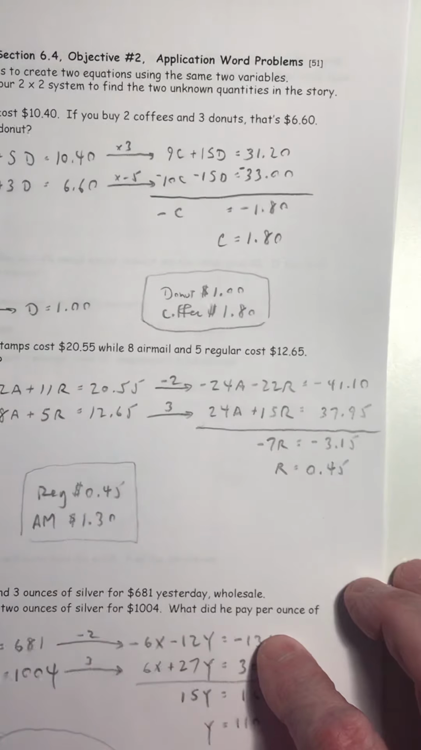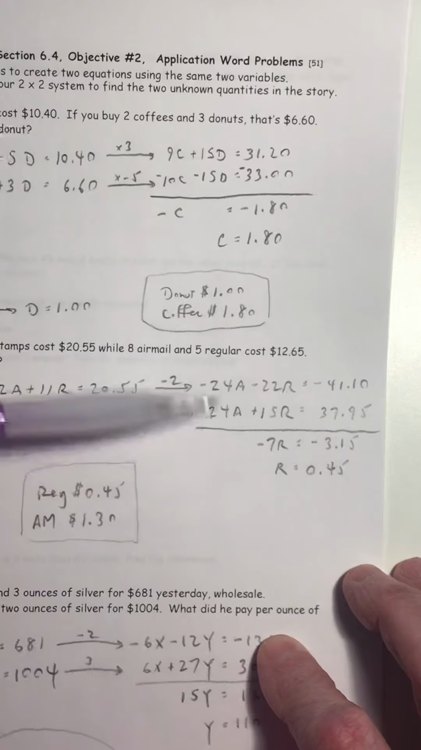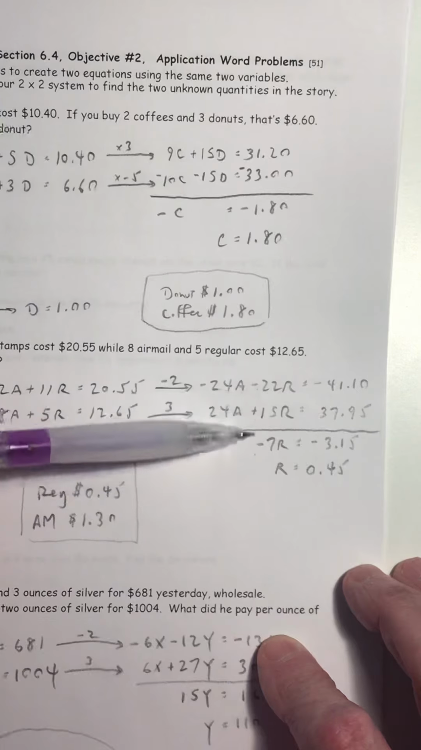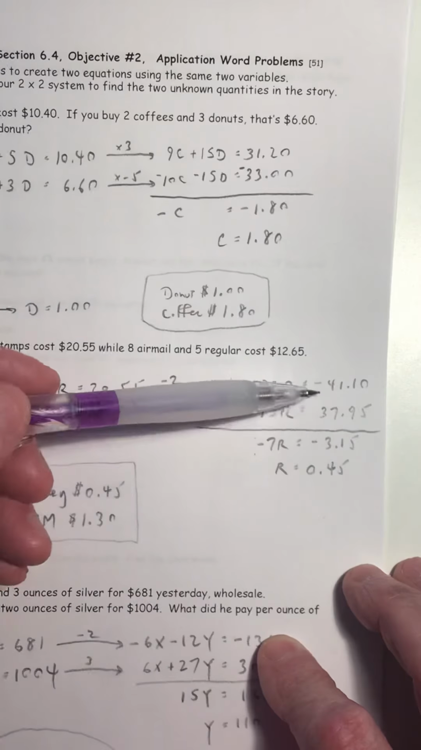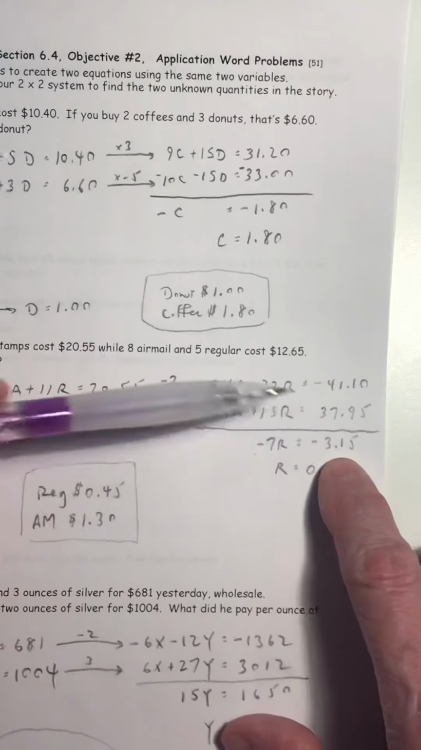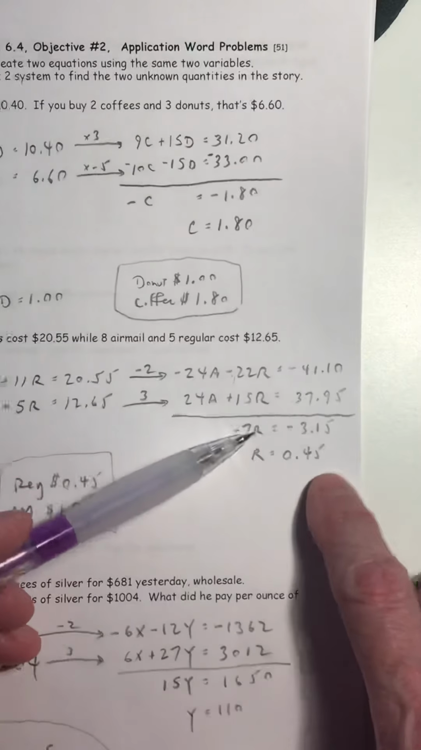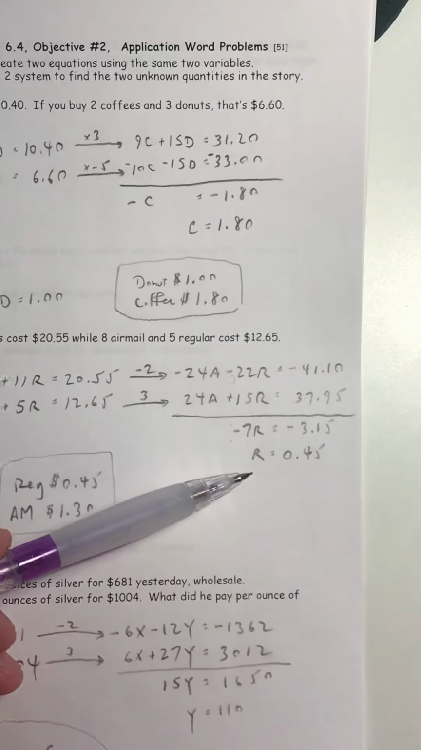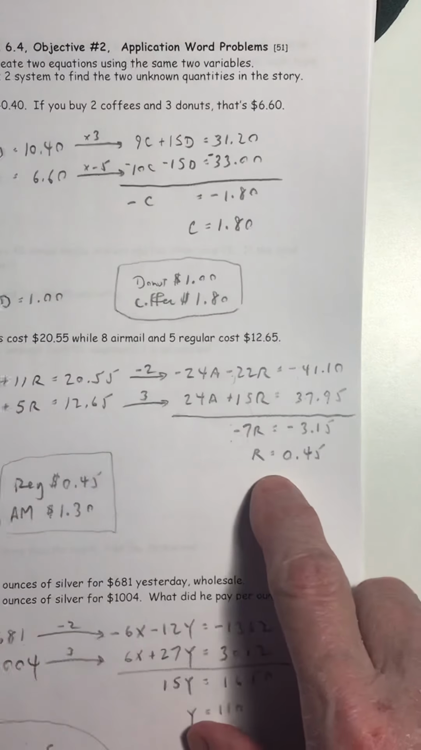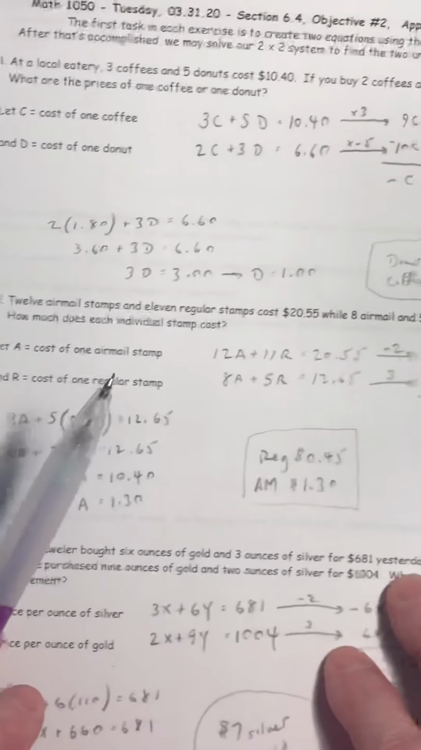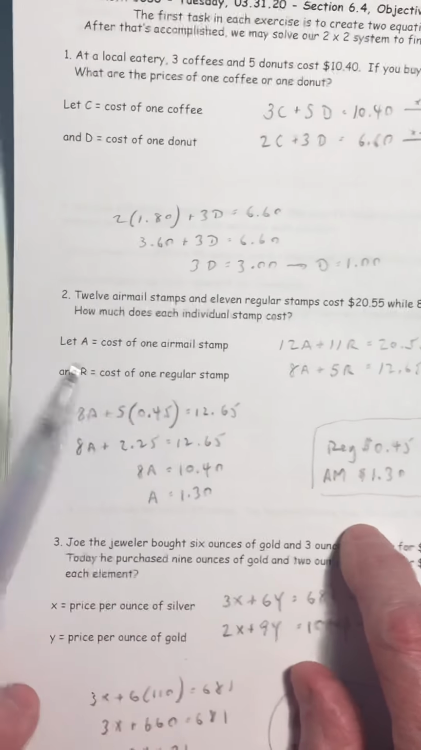Now when we add the columns, the A's cancel. Negative 22 and 15 is negative 7, so we have negative 7R. And on the other side, we got negative 4110 and 3795 adds up to negative 315. Now we just divide both sides by negative 7, and you get 0.45 or 45 cents for R for the price of one regular stamp. One regular stamp, 45 cents.